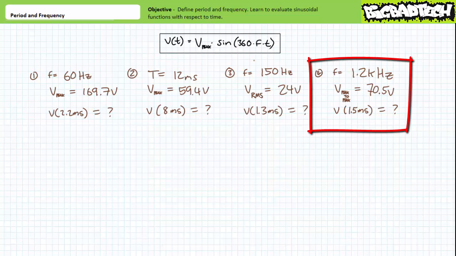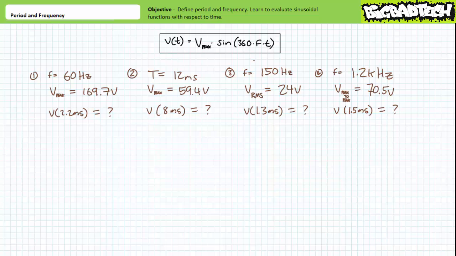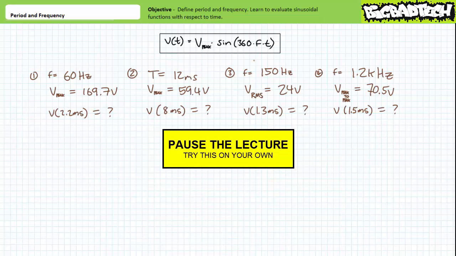Finally, example 4 has a frequency of 1.2 kHz, a peak-to-peak voltage of 70.5 volts, and we're being asked to determine the voltage at 1.5 milliseconds. By the way, it should go without stating that it's necessary to derive the formula for voltage as a function of time prior to solving for the voltage at specific times for each example problem. By all means, pause the lecture and give this your best shot.